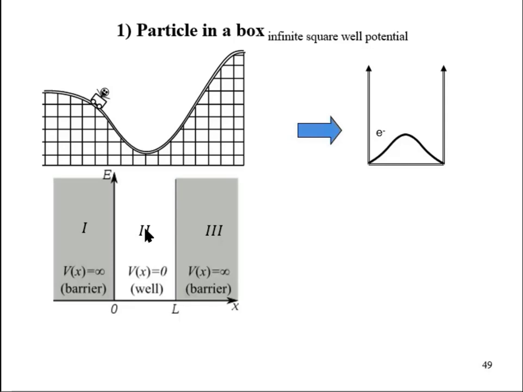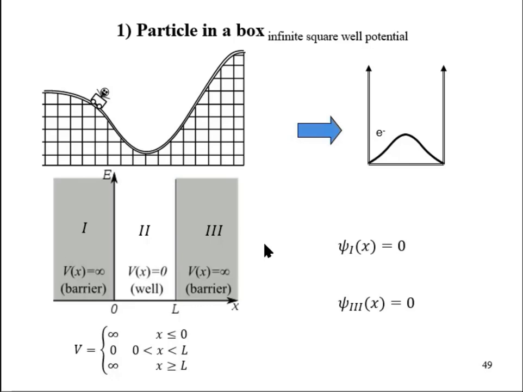Since a potential means the required energy to reach a given region of space, an infinite potential indicates that the particle needs infinite energy to reach region 1 and region 3, or it cannot be found in infinite potential regions. This problem is known as the particle in an infinite potential box or particle in an infinite square well potential. Mathematically, it can be represented like this.